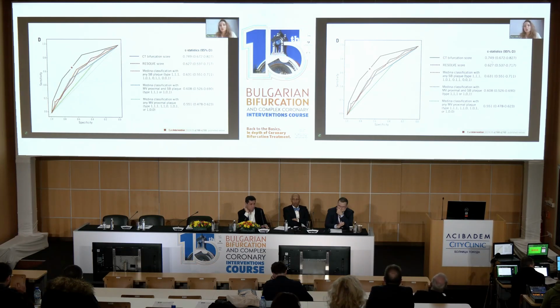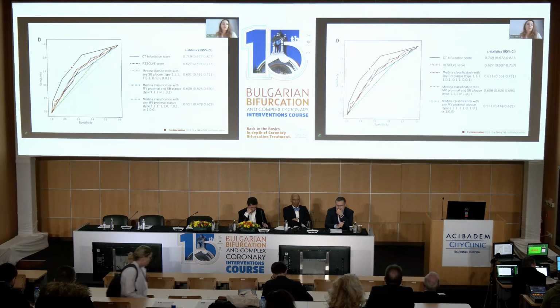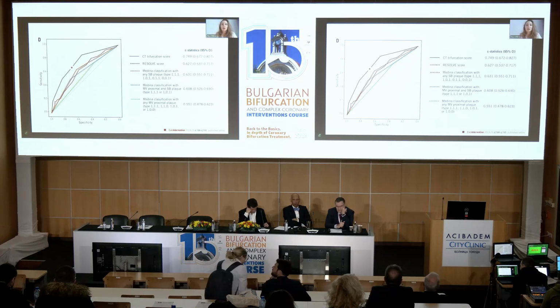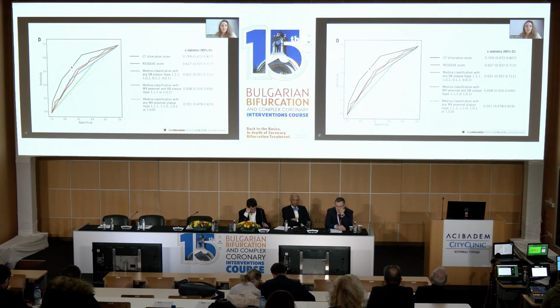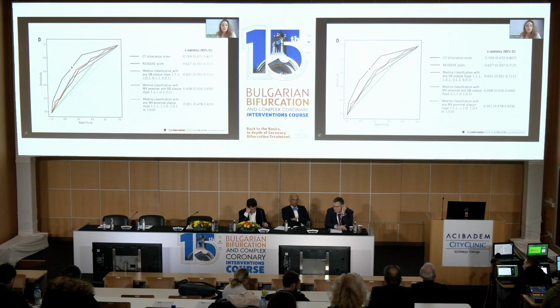The CT bifurcation score had, I would say, agreeable predictive capacity to predict the side branch occlusion with area under the curve of 0.75, which did better than the RESOLVE score, which is a completely angiography-based score. However, I am still not very satisfied with this result. And I think something important, this is just my opinion, but something important missing from this score is that they have not implemented the angulations of the bifurcation.